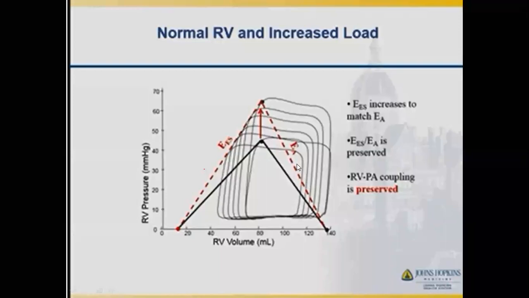So with changing afterload, located in the broken line on the right side, the RV also adapts to it by changing intrinsic contractility. So the slope of this remains the same. This is called end-systolic elastance, and it is not load dependent. As we are going to see, the other RV function tests are load dependent, so they can be affected by beat-to-beat change of volume or afterload. But this one does not change in a normal situation.